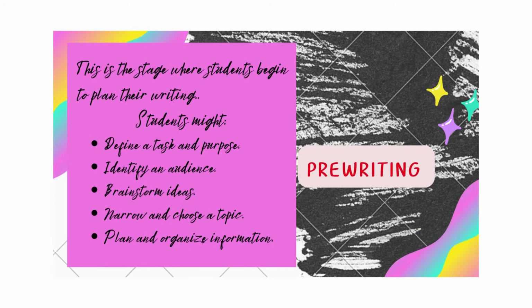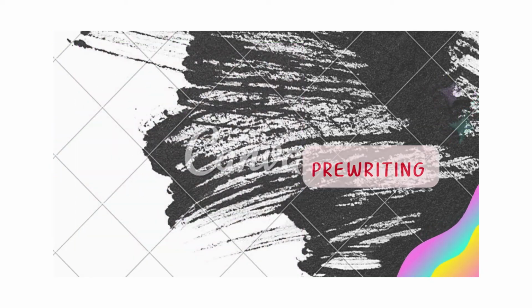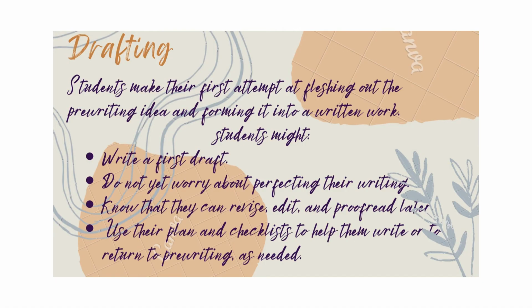First stage is pre-writing. This is the stage where students begin to plan their writing. Students might define a task and purpose, identify an audience, brainstorm ideas, narrow and choose a topic, and plan and organize information. Next is drafting. Students make their first attempt at fleshing out the pre-writing idea and forming it into a written work. Students might first write a draft, will not worry about perfecting it, knowing that they can revise, edit, and proofread later, and use their plan and checklist to help them write or to return to pre-writing as needed.